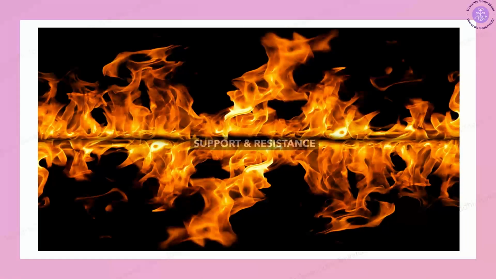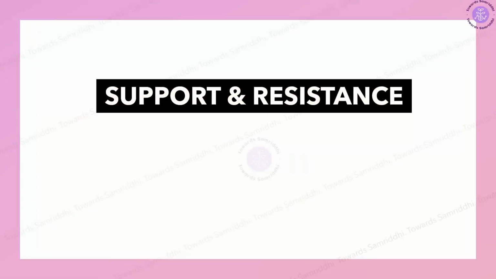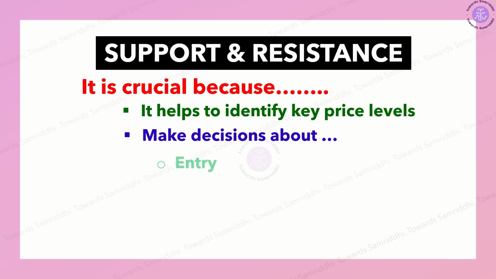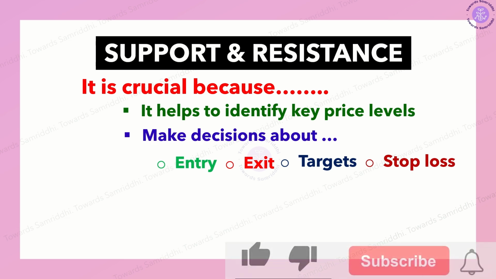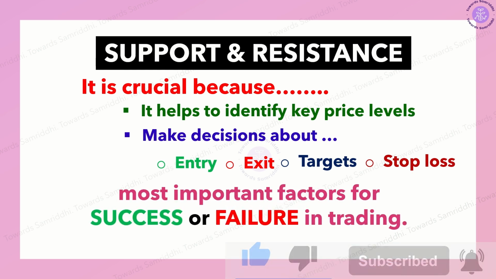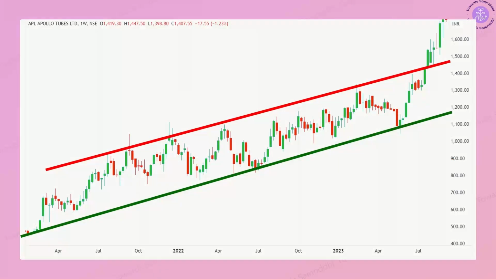In today's episode, we are diving into one of the hottest topics in this price action course. It's a crucial topic because it helps a price action trader identify key price levels and make decisions about entry, exit, targets, and stop loss. Support and resistance are some of the most important factors that can make the difference between success and failure in trading. Support and resistance are specific price levels on a chart that attract maximum buying or selling liquidity.